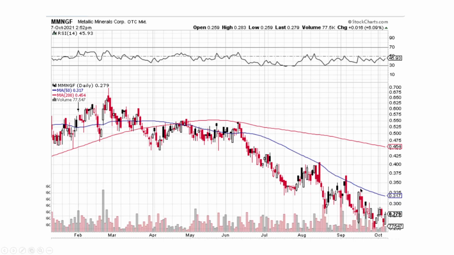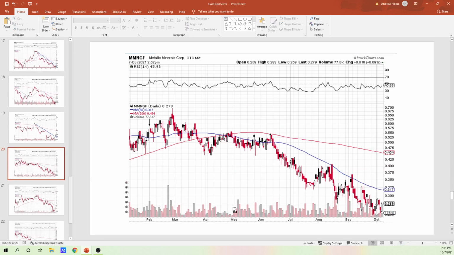We also got Metallic Minerals. It is putting in bullish engulfings like it wants to move higher. This is the first stage, you throw these bullish engulfings. We've got this big candlestick here and here. I think we're ready to go, guys. I mean, we move higher. This would be a great time to cost average in when we break the downtrend.